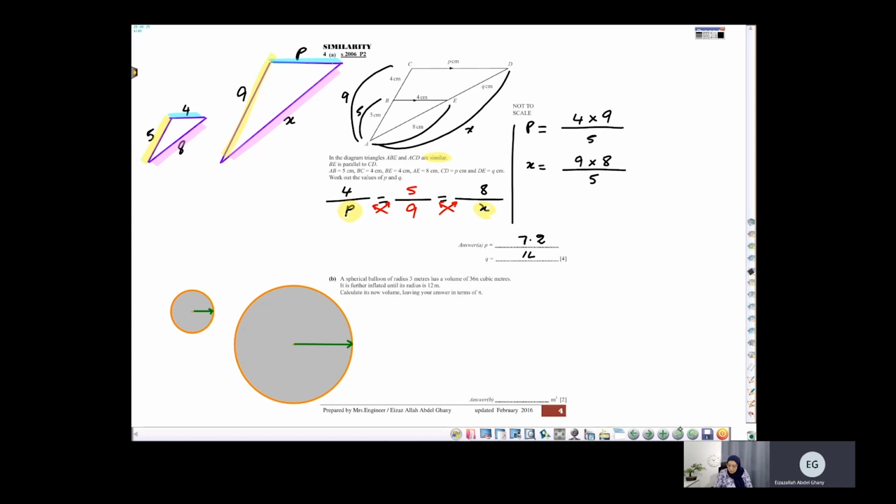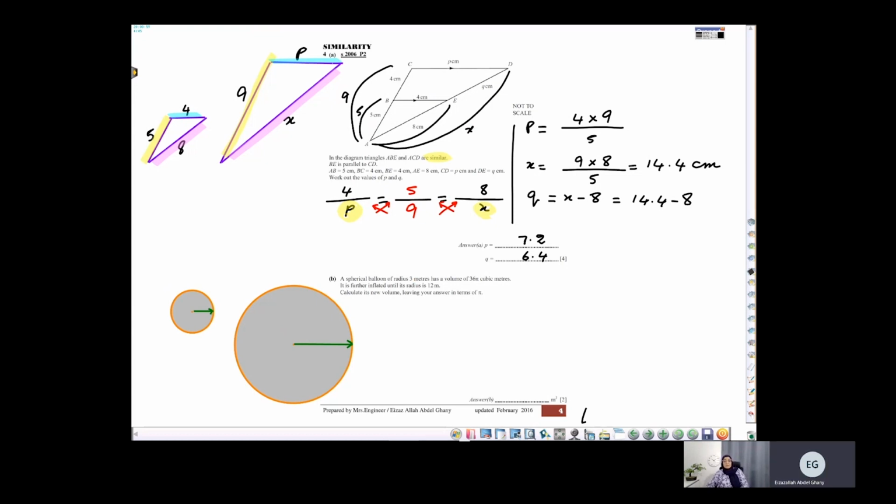Oh, it is not Q. I didn't find Q yet. Yes, if you need to find Q, you need to subtract. Q is the whole X and then subtract 8. So it is X, we said it is 14.4, minus 8. It will be 6.4 centimeters.